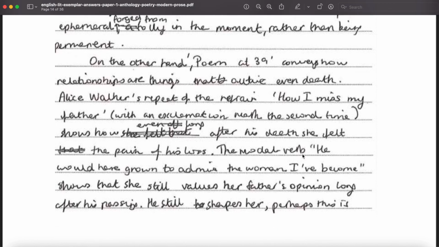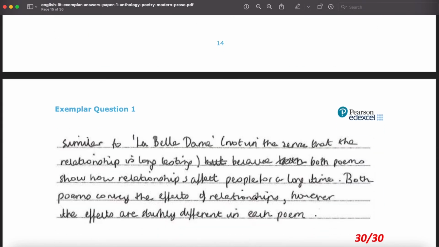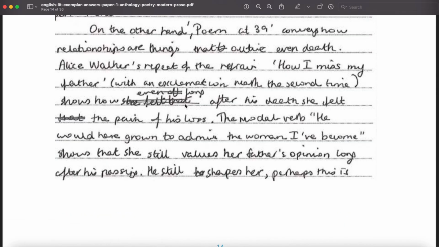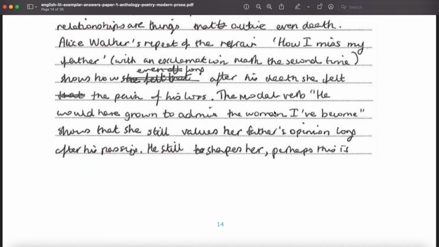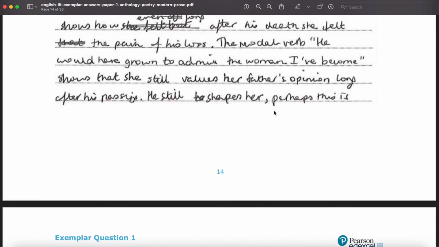The modal verb, "he would have grown to admire the woman I've become," shows that she still values her father's opinion long after his passing. He still shapes her. Perhaps this is similar to La Belle Dame in some way. So now, after all the differences, after all the comparisons and the contrasting, the student does the cleverest thing, which is to include some sort of similarity at the end.